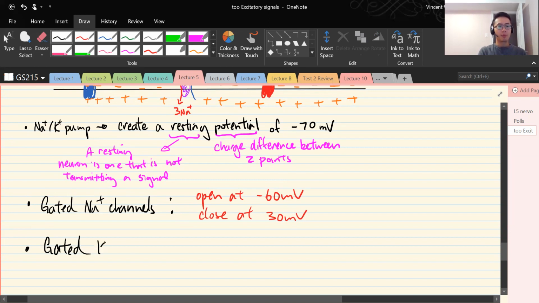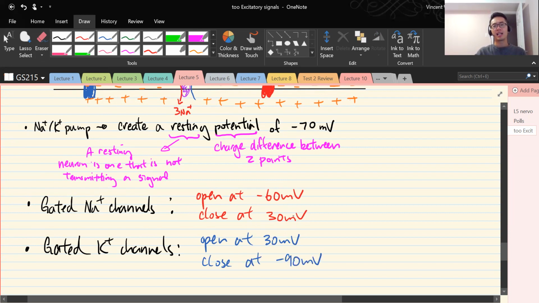And then we have the gated potassium channels. They will open at 30 millivolts, and then they will close at negative 90 millivolts. Think of these as the store hours. When does Walmart open? It opens at like 6 a.m. and then closes at 3 p.m. That's not realistic, but it's something like that. So the sodium channel will open at negative 60 millivolts and it will close at 30 millivolts.